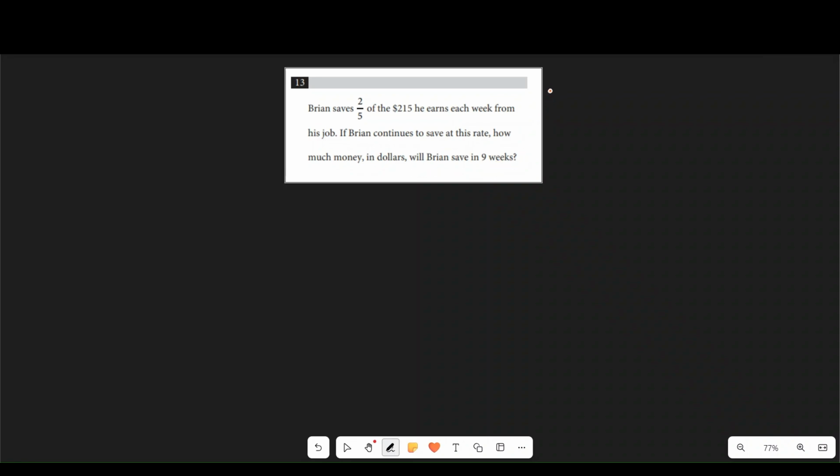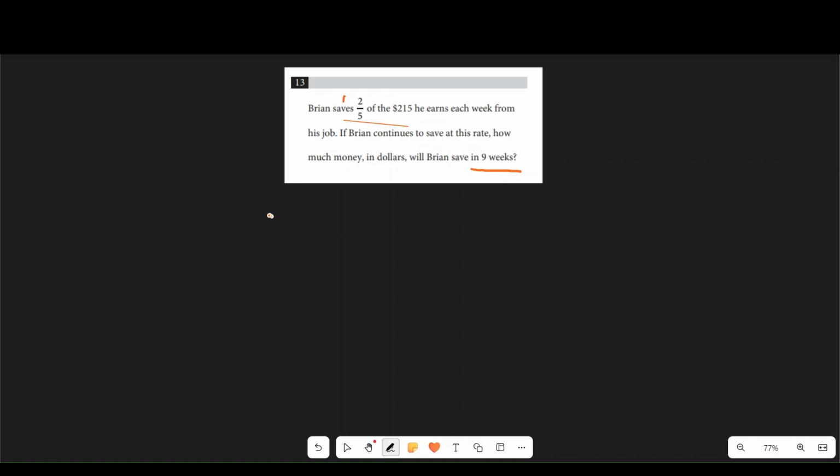So this I would categorize as an easy problem because we really just have to do two things. We have to figure out how much money he saves each week of this $215. What is 2/5 of that? And then once we know how much money he saves each week, after 9 weeks we just need to figure out how much money he saved in total, right? So let's start with this first part.